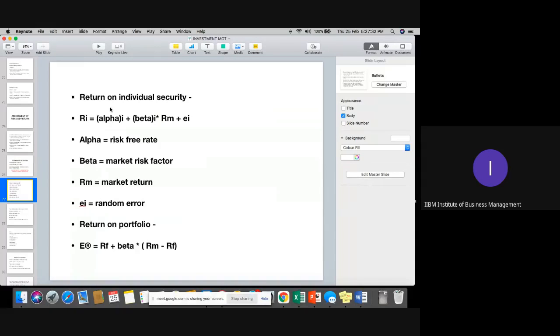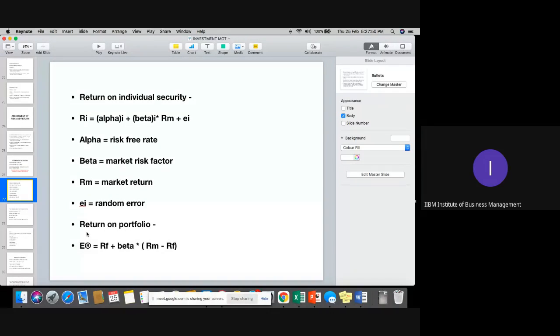Now, there are certain formulas. I think if you remember this formula, return on individual security, if you need to calculate, the formula is alpha of security plus beta of security into RM, that is market return, plus EI, that is random error. Please note down the formula as well.